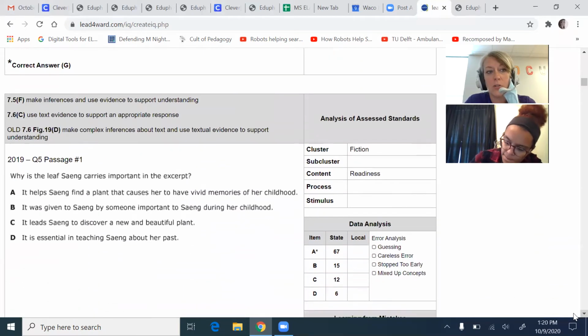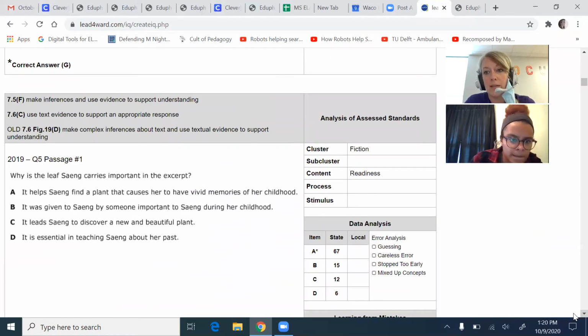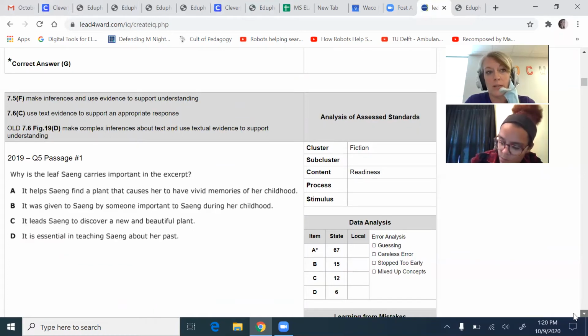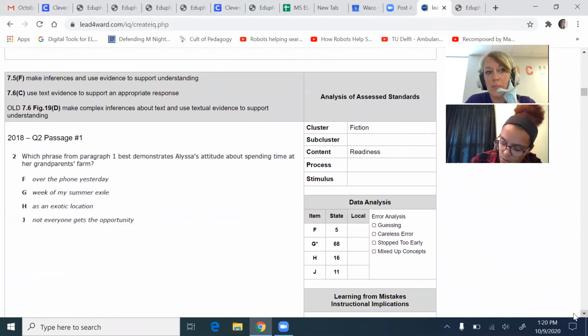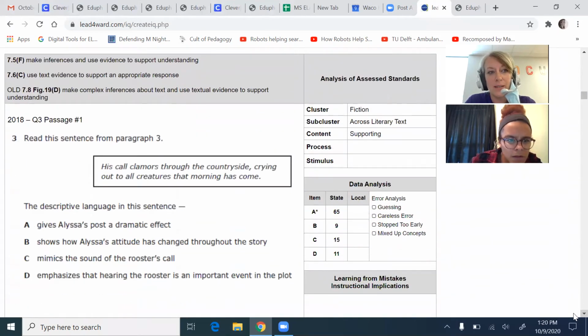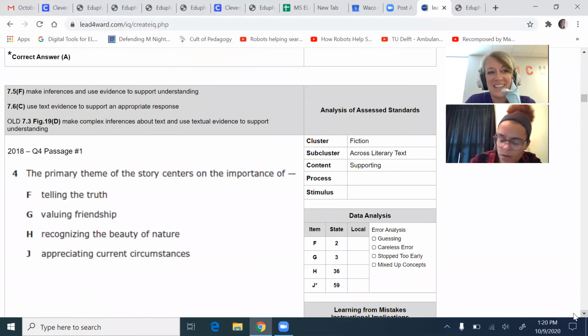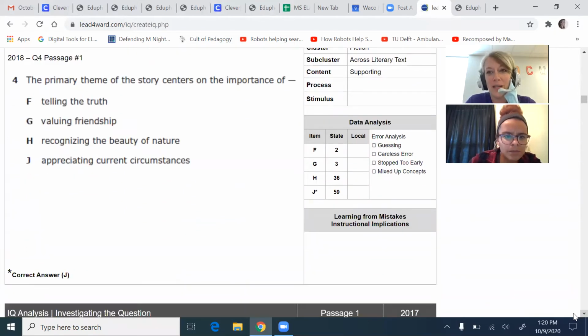And then I go down to the next question, 7.5F and 7.6C. So the focus is, with fiction, looking at inference with text evidence. I've got the next fiction passage. Same thing, 5F and 6C. Same thing, 5F and 6C. So everything for fiction is inference based on text evidence.